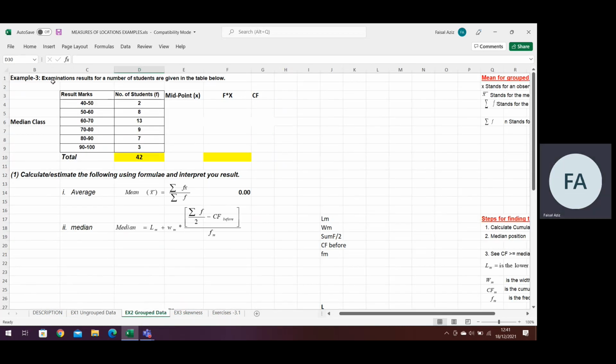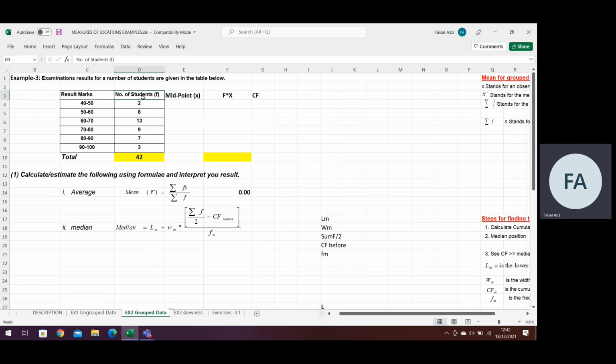Now you can see here that examination results for a number of students are given in the table. This data is converted in the form of classes. We have different classes, and also we have frequency, like students who received marks between 40 to 50, we have 2 students, 50 to 60 we have 8 students, 60 to 70 13, and so forth. This is what is called frequency.